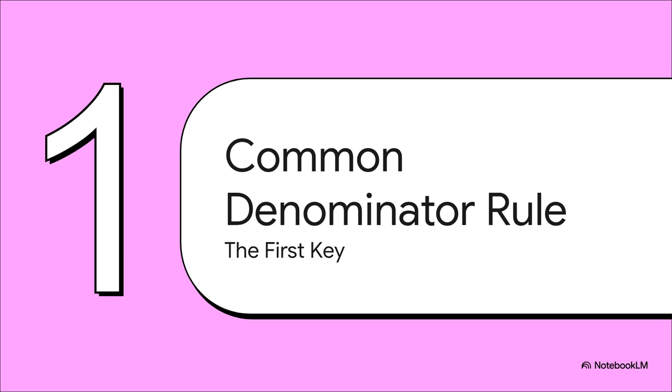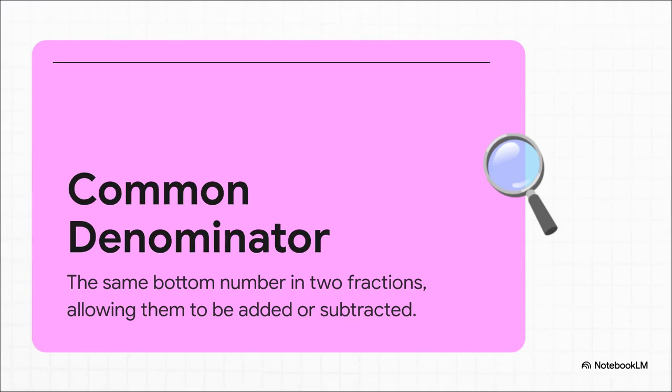Okay, our very first key to cracking this whole code is something you've probably heard a million times: the common denominator rule. This is your absolute secret weapon for adding and subtracting fractions. So what is it, really? Well, a common denominator just means getting the bottom numbers of your fractions, the denominators, to be the same. Think of it like this. You can't add, say, 3 apples and 2 oranges and get 5 apple oranges, right? It doesn't work. But if you call them all pieces of fruit, now you can. A common denominator basically turns different fractions into the same type of piece so you can finally combine them.